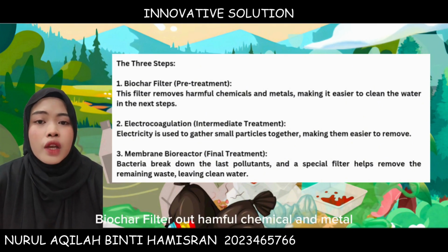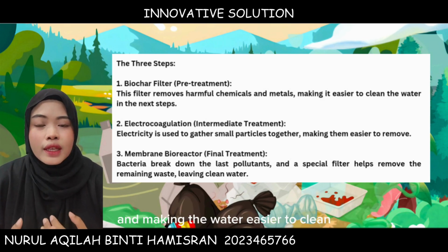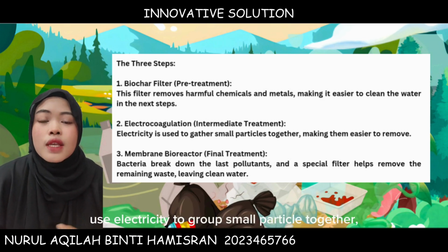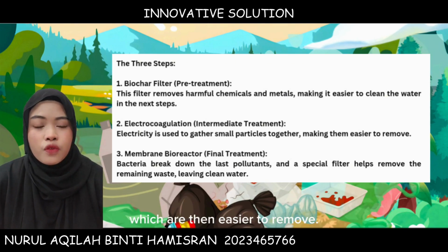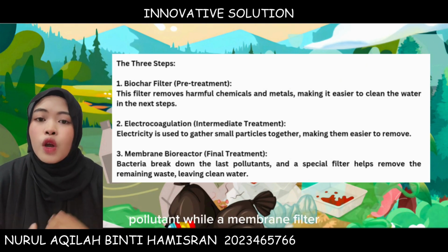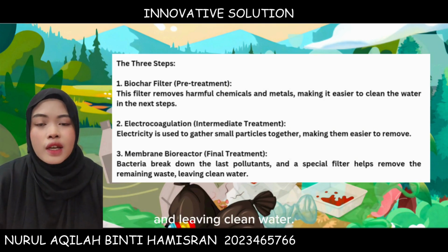In the first step, biochar filters out harmful chemicals and metals, making the water easier to clean. Next, electrocoagulation uses electricity to group small particles together, which are then easier to remove. Finally, bacteria break down pollutants while a membrane filter removes any remaining waste, leaving clean water.